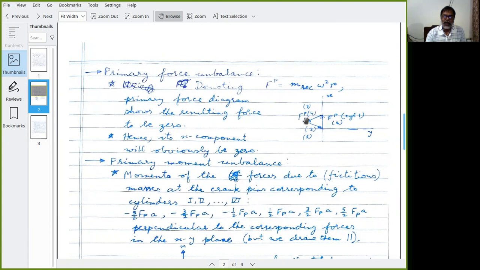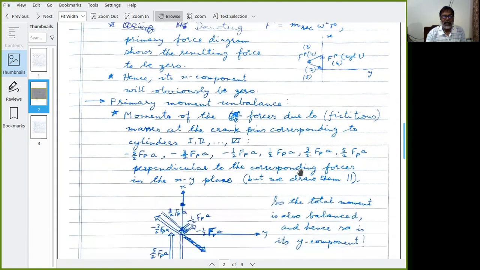So the resultant force is 0, and so obviously its X component is also 0. So primary forces are all balanced. Then you check the primary moment.